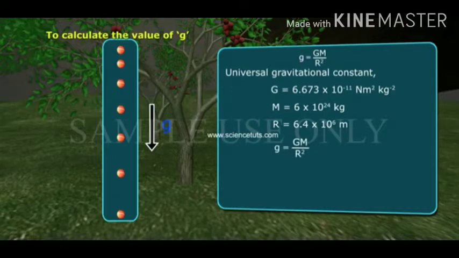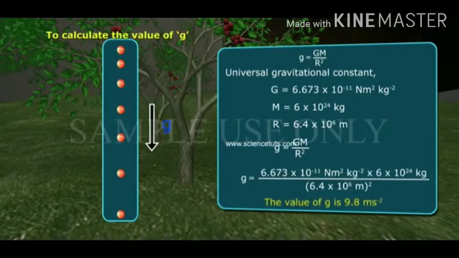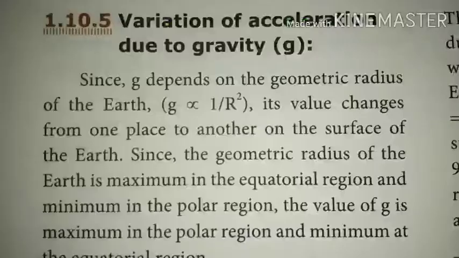g is equal to GM by r square. g is equal to 6.673 into 10 to the power of minus 11 N m square kg to the power of minus 2 into 6 into 10 to the power of 24 kg by 6.4 into 10 to the power of 6 m whole square. The value of g is 9.8 m s to the power of minus 2.